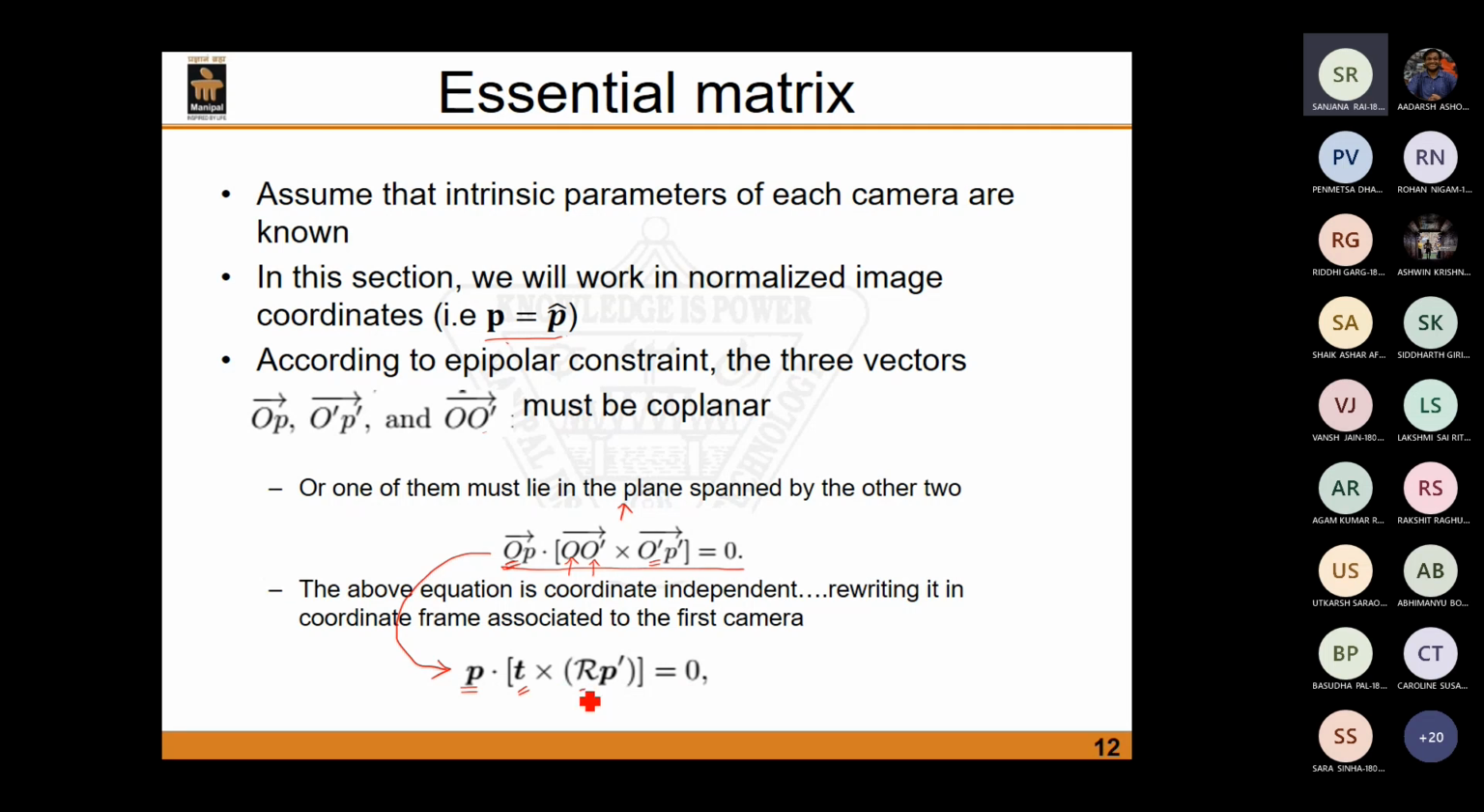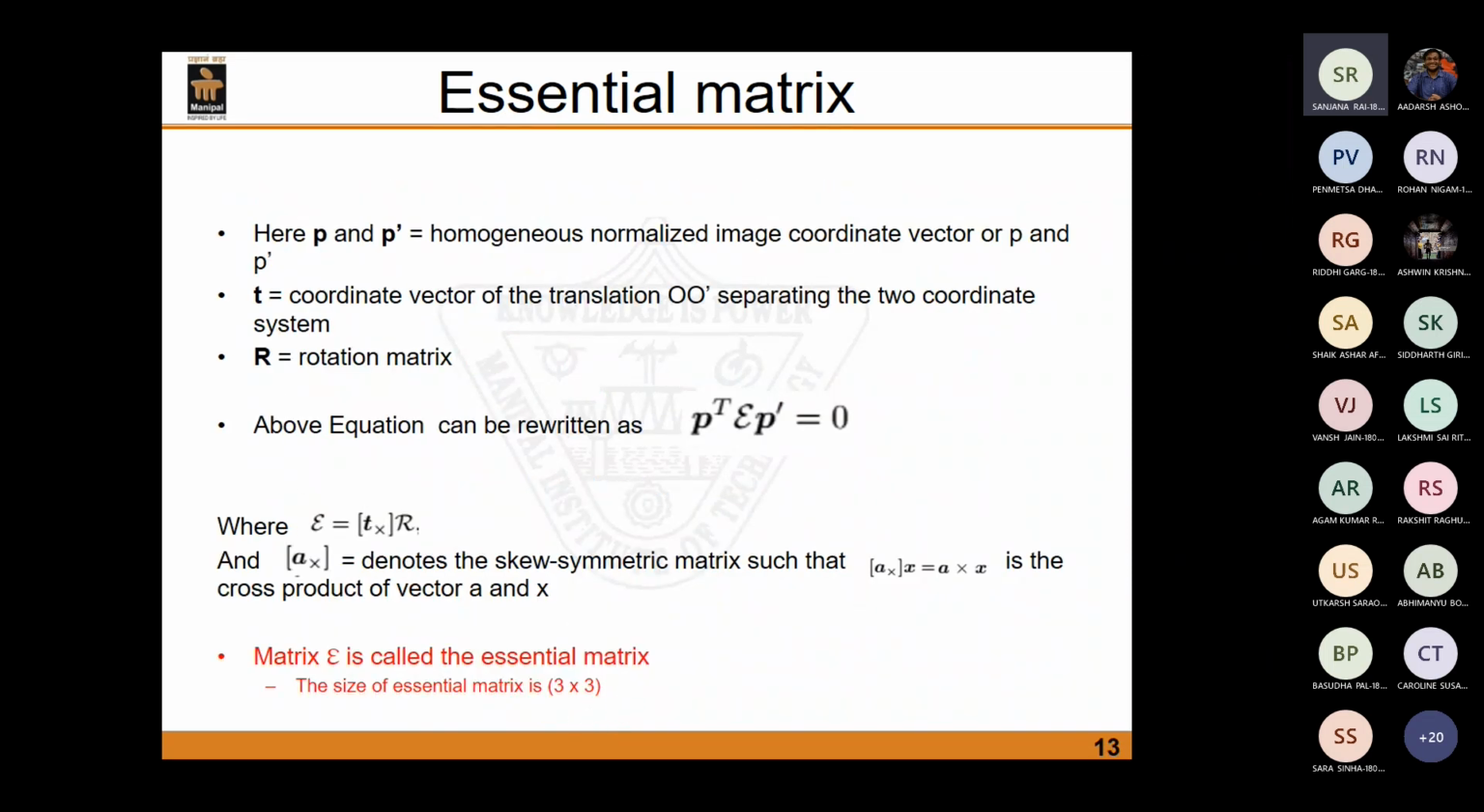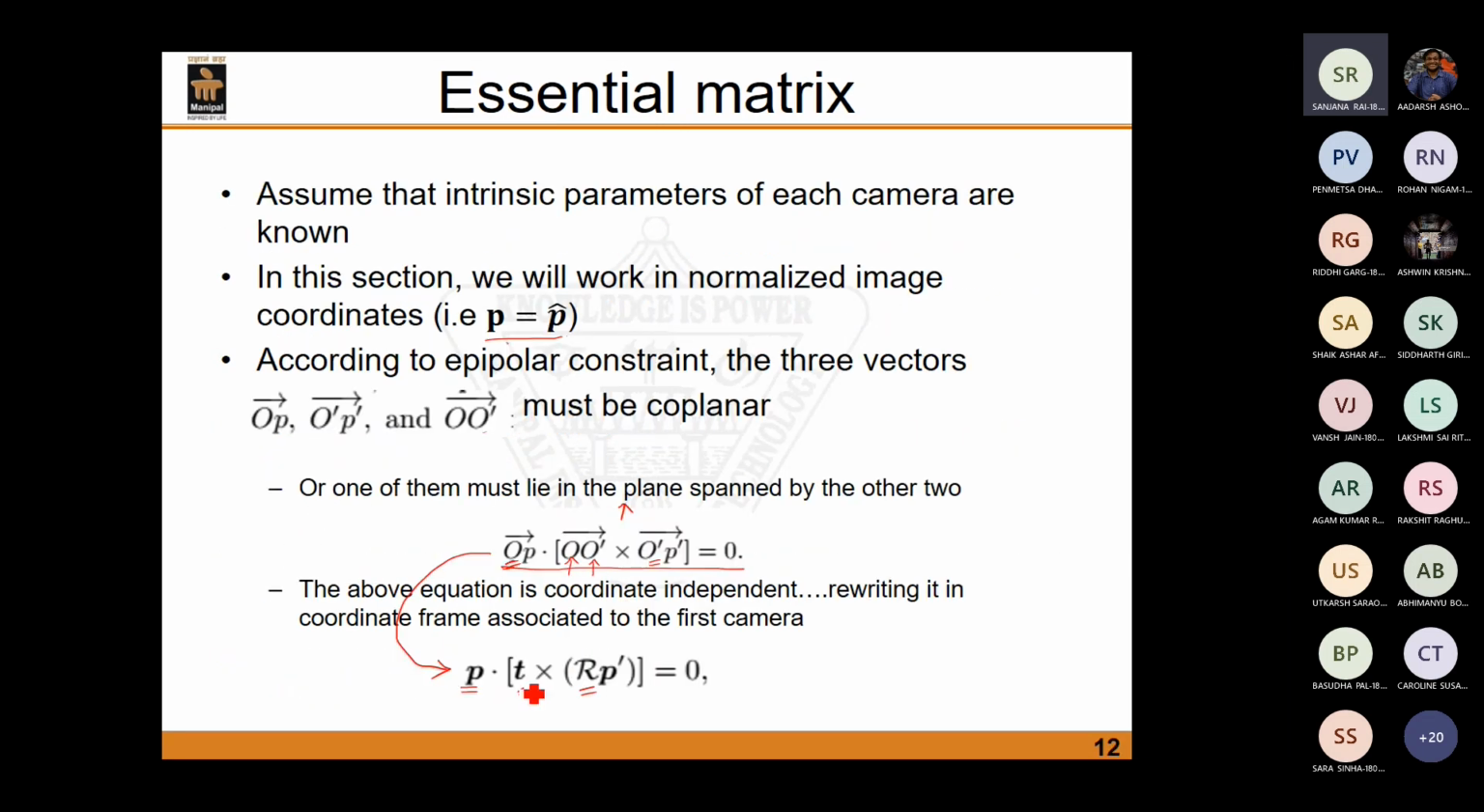Now, this is in the form of a dot product and a cross product. We saw that in order to simplify the calculation of the cross product, I can write it in terms of the skew symmetric matrix. So I can consider a matrix given as Tx times R, that is, T cross R. I can represent that by the capital E matrix, which is shown in the next slide.